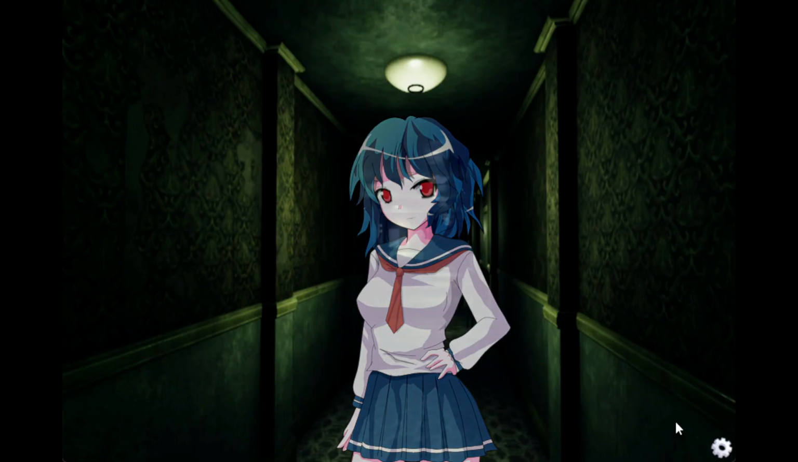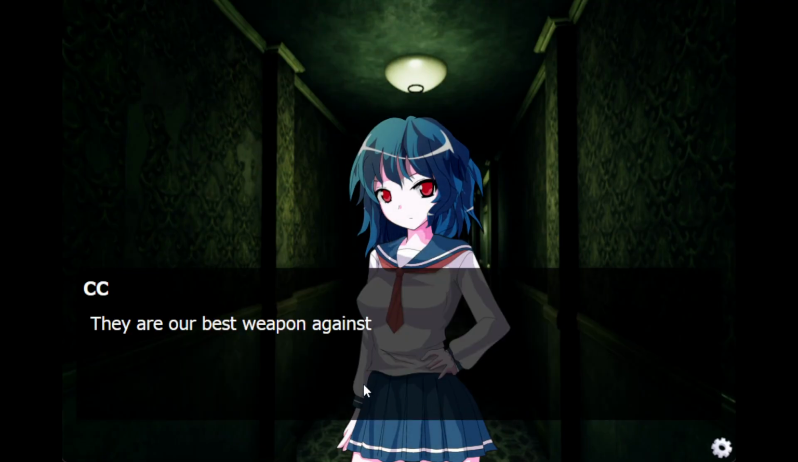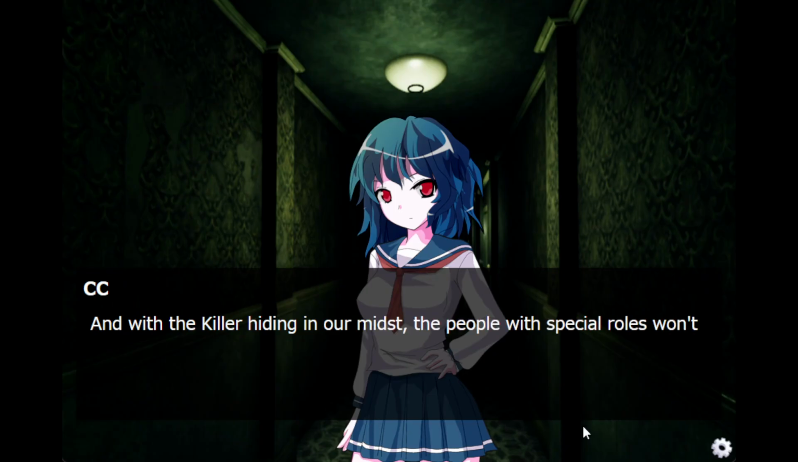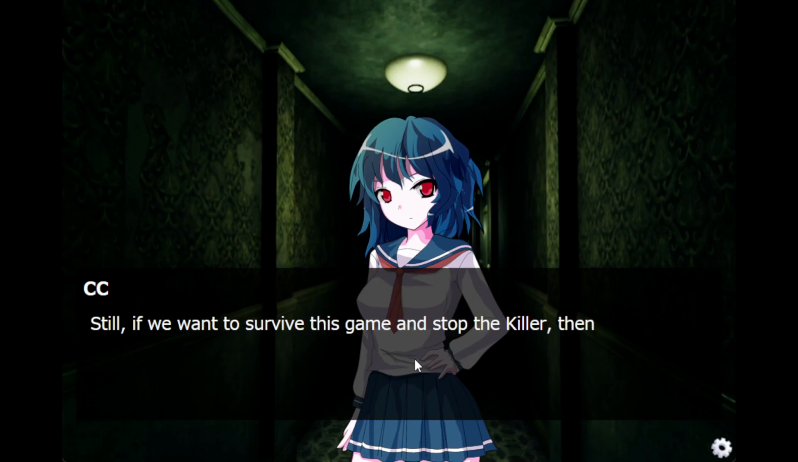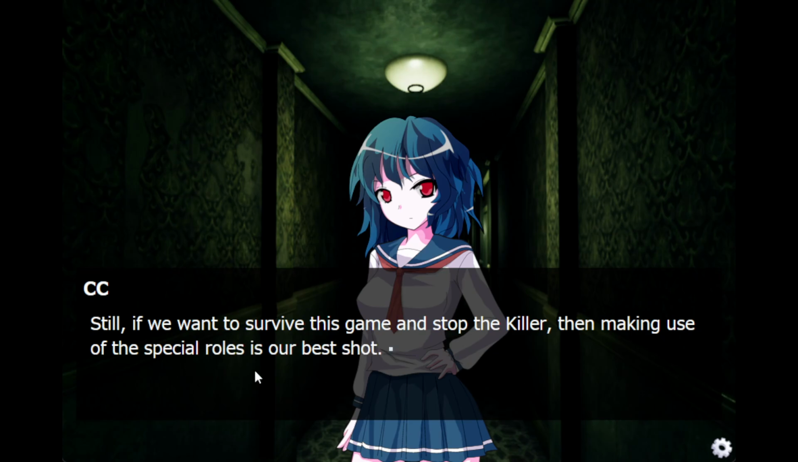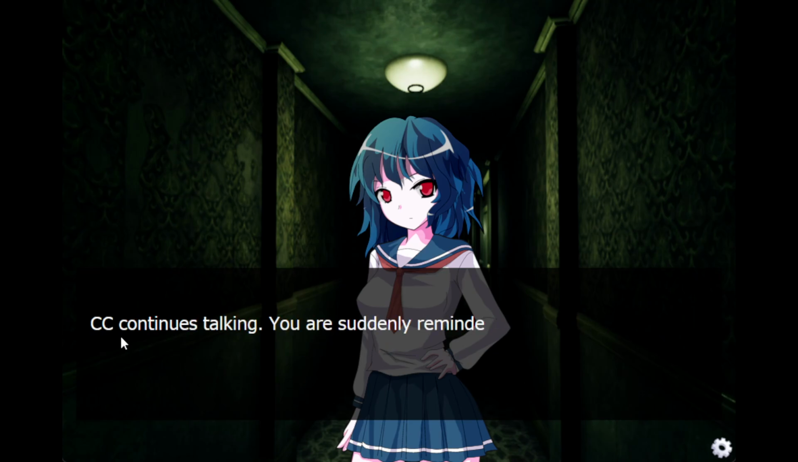The special rules. Indeed, they are our best weapons against the killer. If the people with the special rules work together, then the killer won't have a chance. However, there will be a very difficult task to accomplish. No one knows what role the other person has. And with a killer hiding in our midst, the people with special roles won't risk exposing themselves. The fact that we're all strangers in this game doesn't help either. Still, if you want to survive this game and stop the killer, then making use of the special rules is your best shot. CC continues talking.